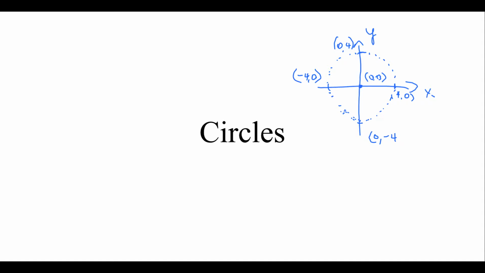So this circle over here, for me, it is centered where? It is centered at 0, 0, and it has a radius of 4. That's just an example of this one particular circle.